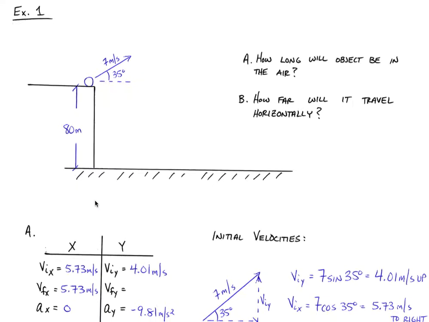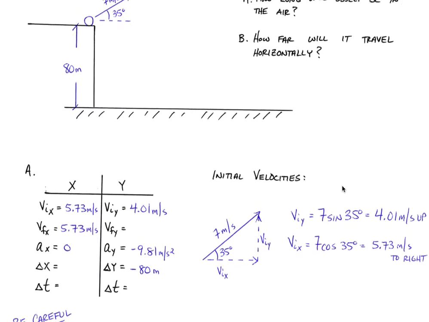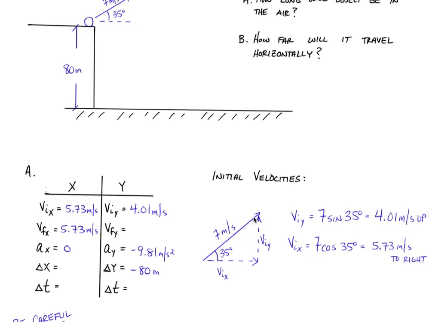So if we look at the first one, part A, how long will the object be in the air? I want to find time. So what I did was I started with finding the initial velocities like we've done in the past. I've drawn my combined velocity, my 7 meters per second at a 35-degree angle. And hopefully at this point we realize that some of that 7 meters per second will be the forward x velocity, and some of that will be the upwards y velocity.